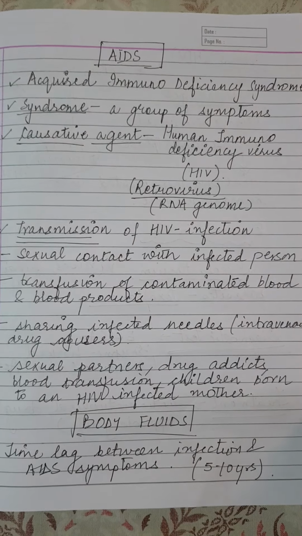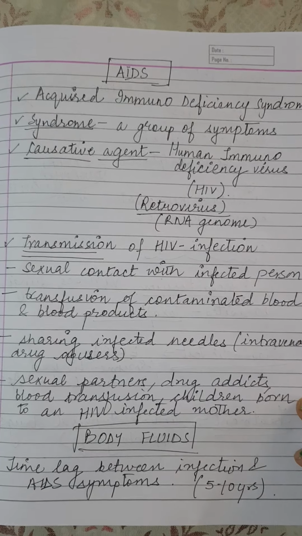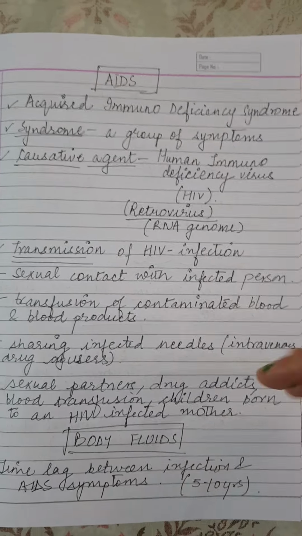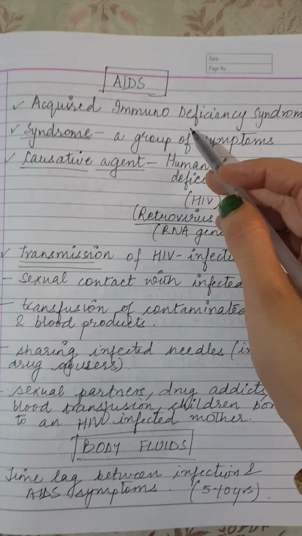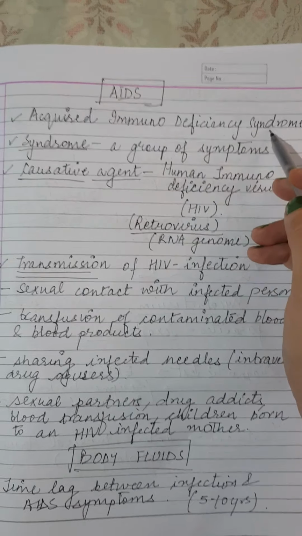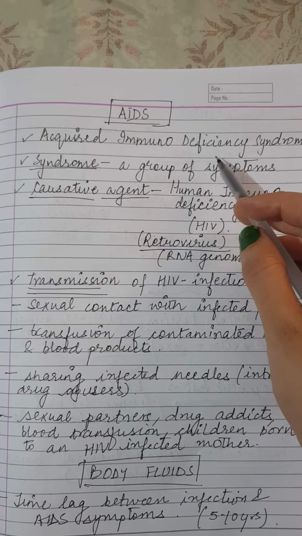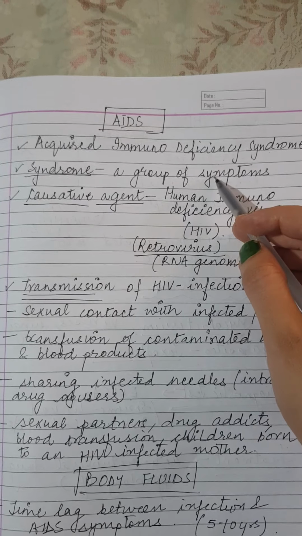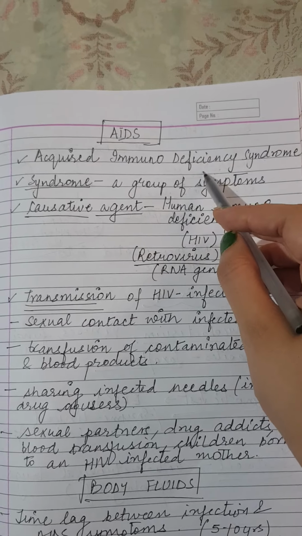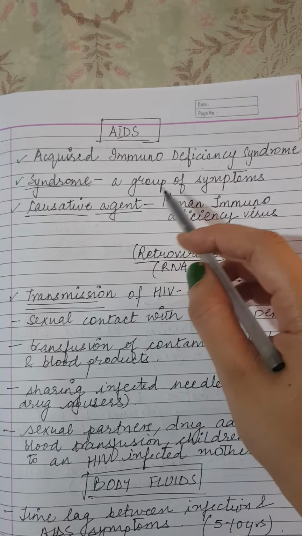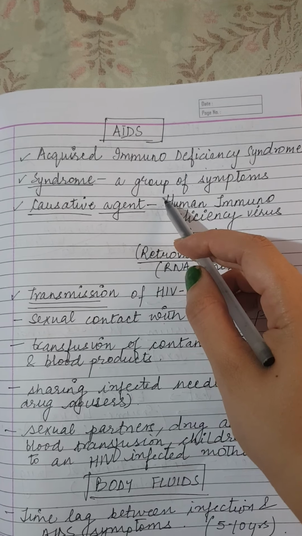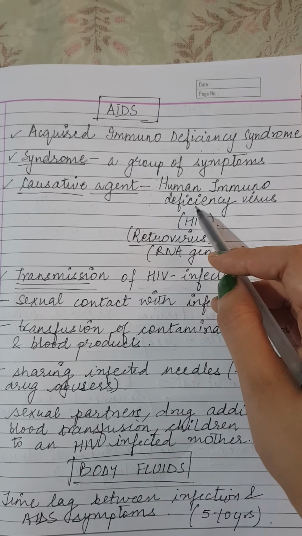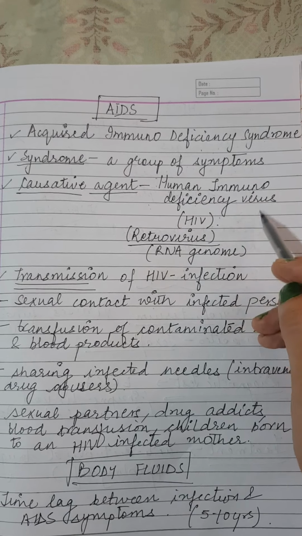Hello students. In this video lecture today, I am going to discuss the disease AIDS. The full form of AIDS is acquired immunodeficiency syndrome. A syndrome is not a disease, it is a collection of diseases. It means there is a group of symptoms which lead to deficiency in the immune system. The causative agent of the same is HIV, that is human immunodeficiency virus.